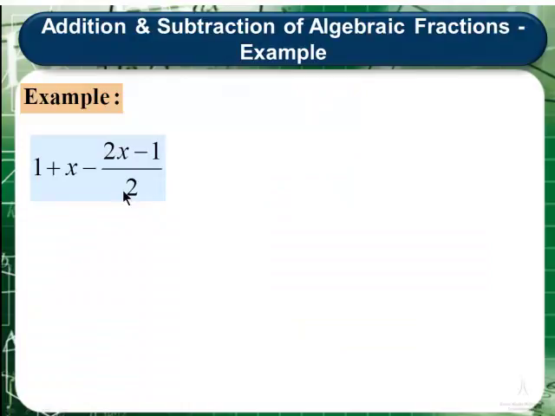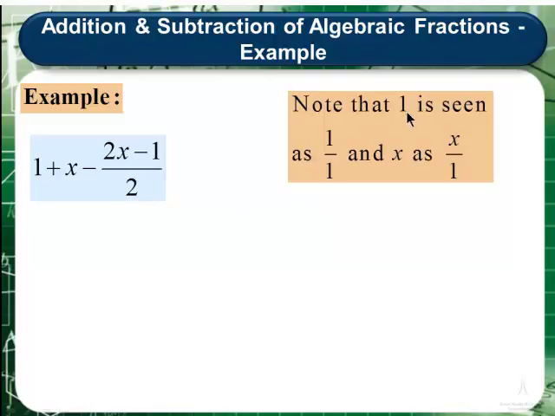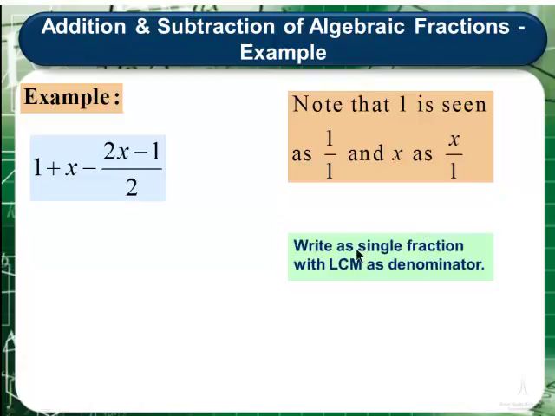In the second example, we have to add the 3 terms together as indicated. Note that in this case the number 1 is seen as a numerical fraction or a rational number, 1 divided by 1, and so x is also viewed as an algebraic fraction, x divided by 1. If we apply our strategy, and that is to write it as a single fraction with the LCM as denominator, so add these 3 algebraic fractions together, then we see that our denominator must be 2, because the LCM of 1 and 2 is just 2.